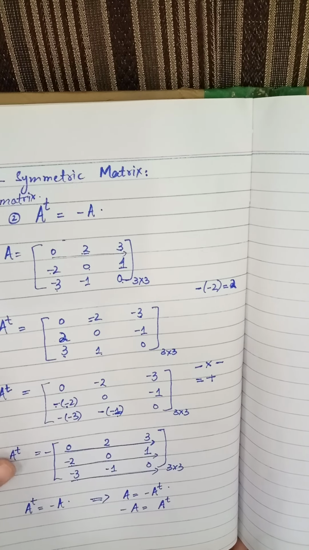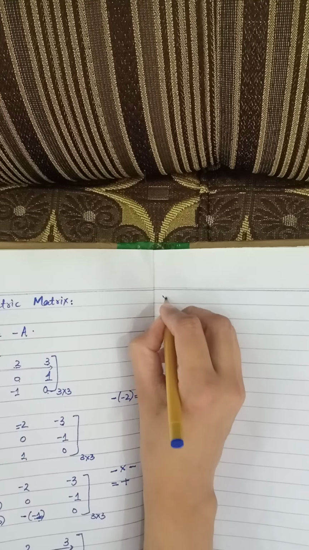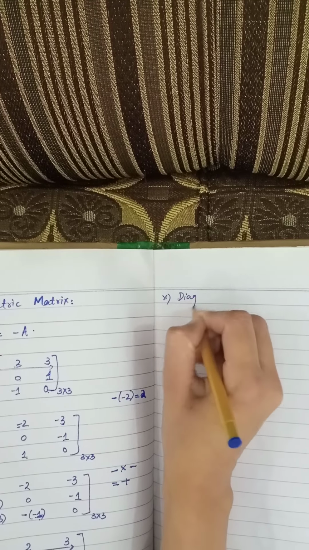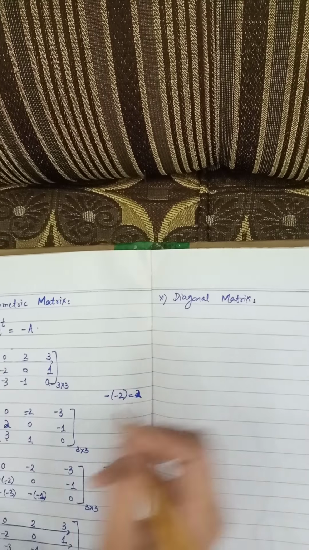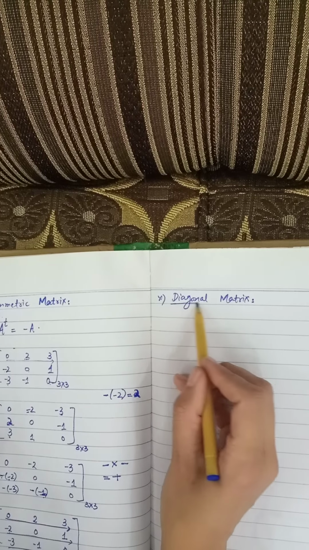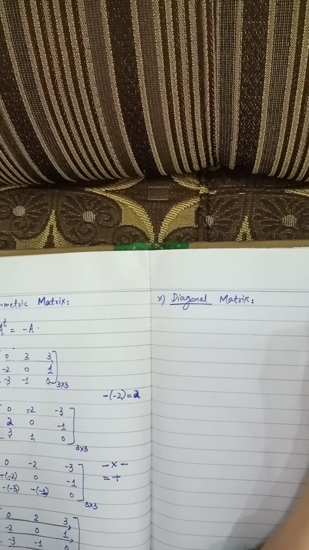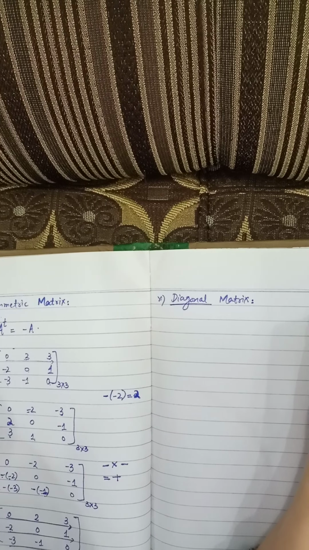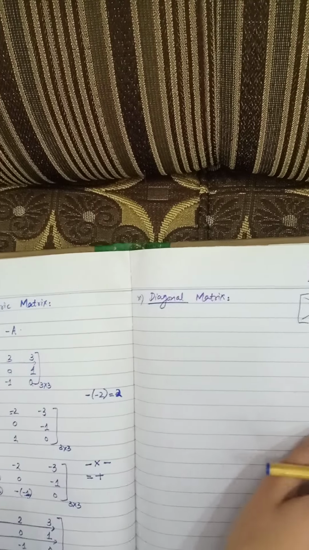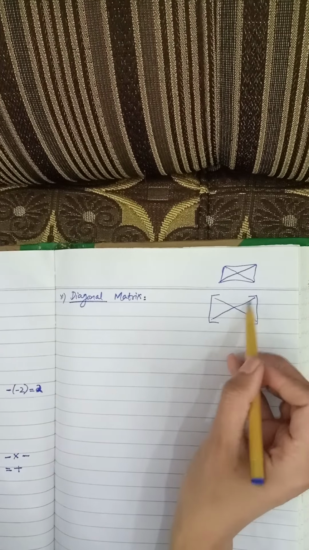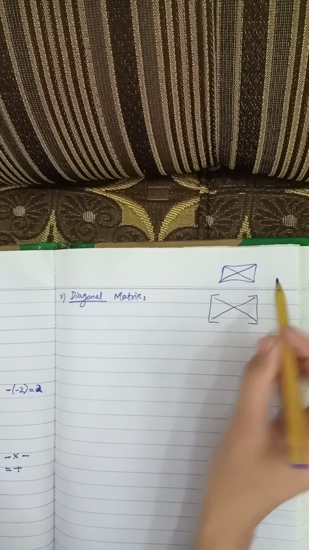Now moving further, we will learn about the diagonal matrix. I told you previously that you should know the meaning, the definition of the type of matrix by its name: diagonal. In any shape, these are the diagonals. So in a matrix, the middle one is the diagonal. Either you go from this side or from this side, both sides show the diagonals. This is the diagonal and this is the diagonal in any shape.